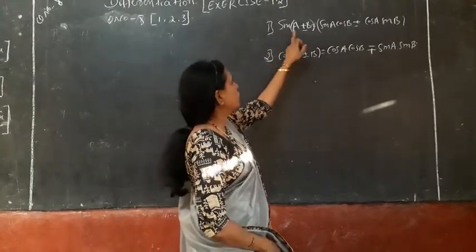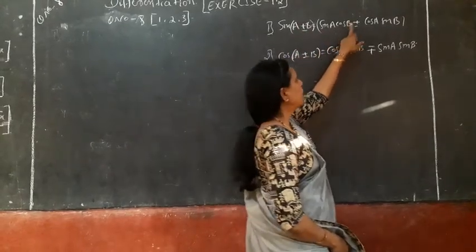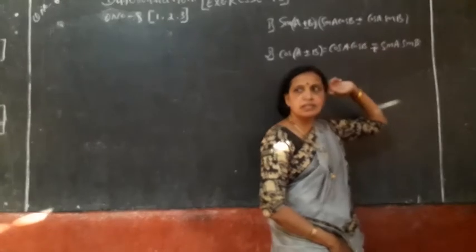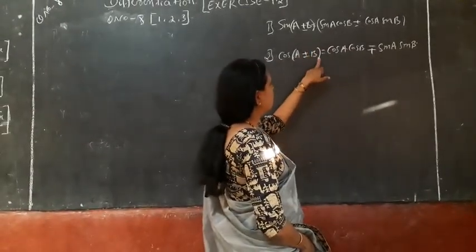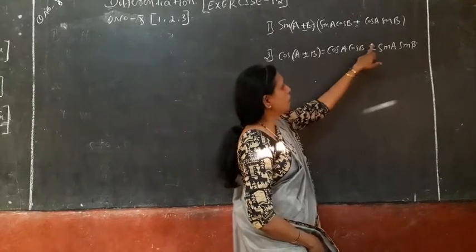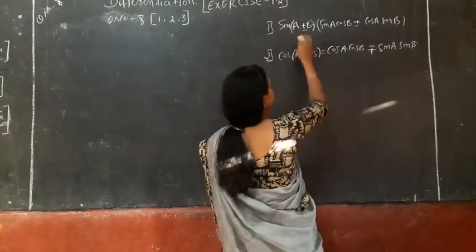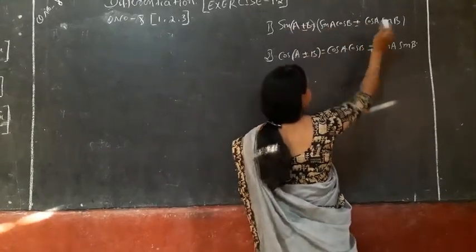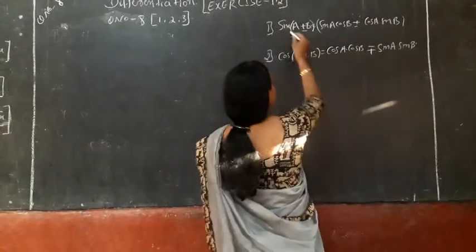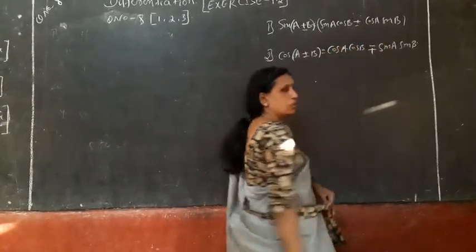That is sin of a plus or minus b equal to sin a cos b plus or minus cos a sin b. And the second one is cos of a plus or minus b equal to cos a cos b minus or plus sin a sin b. In the first case, sin of a plus b, we get sin a cos b plus cos a sin b. And sin of a minus b, we get sin a cos b minus cos a sin b.